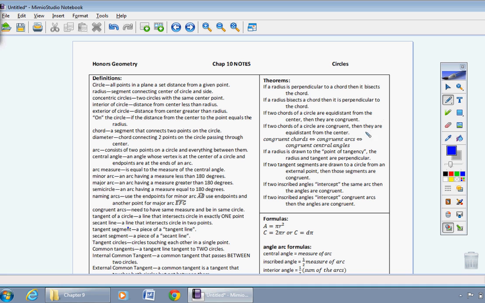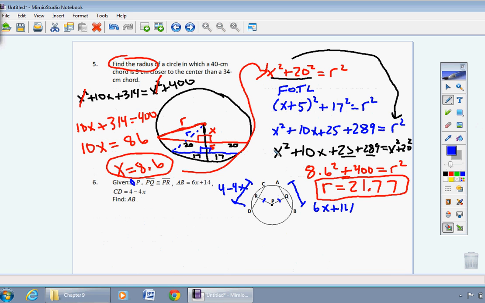How about this one right here? It says if two chords of a circle are congruent, then they are equidistant from the center. That's the opposite of this theorem, or the converse of this theorem up here, which says if two chords of a circle are equidistant, which we have in our problem, then the two chords are congruent. So I'll go down here. I know AB and CD are equidistant from the center, because PR and PQ are congruent, which means that chord AB and chord CD are congruent.